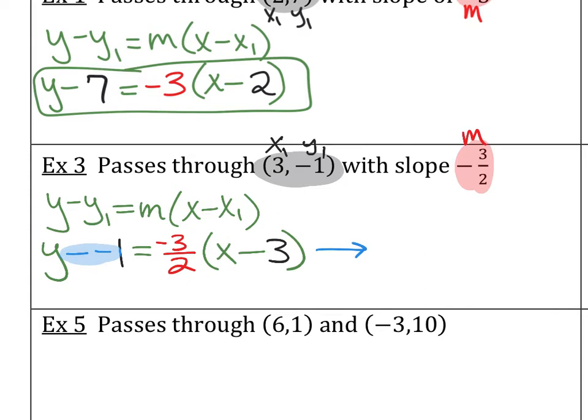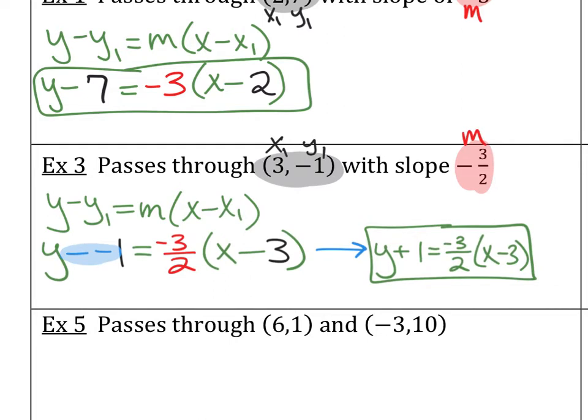Yes. Minus a minus should be positive. So this should be Y plus 1 equal to negative 3 over 2 times X minus 3. Wait, do we have to? Can I just put the 1? You gotta do both of them? No, for me, you do not have to.